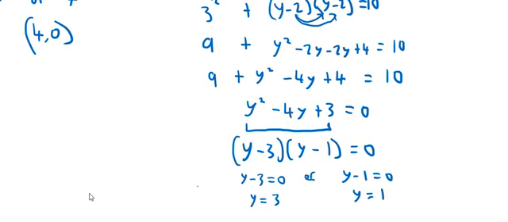So I'm going to get two values, two points. Remember, back at the start I subbed in 0 for x, therefore my x value is 0 and my y value is 3. And for the second point, my x value is 0 and my y value is 1.